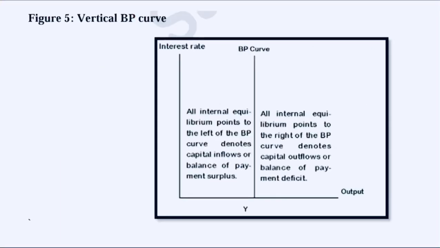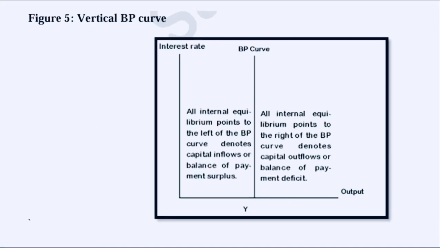So it is a reflection of figure 5. As you can see, the BP curve goes straight upwards. All points to the left of the BP denote capital inflows or balance of payments surplus. All points to the right of the BP denote capital outflows or balance of payments deficit.